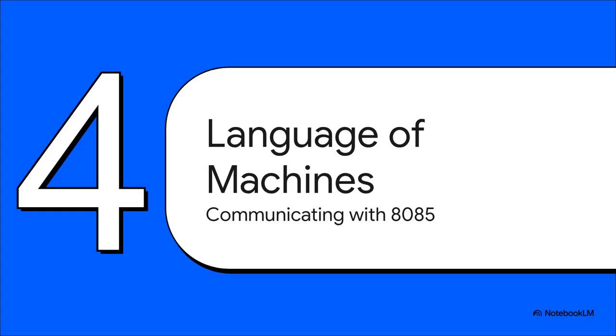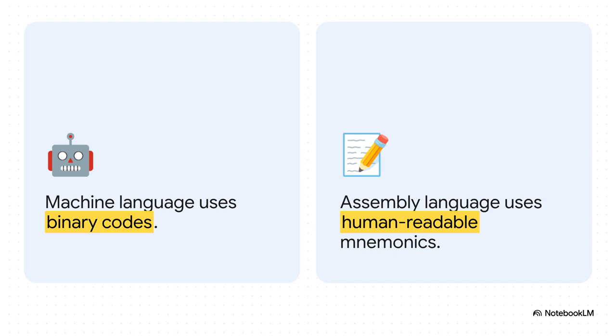Now we need to shift our focus from the physical wiring to the actual vocabulary we use to speak to this silicon brain. Let's look at part 4, the language of machines. When you're programming at this bare metal level, you're really dealing with two different languages. Machine language is the raw, pure hexadecimal or binary code. This is exactly what the microprocessor directly reads and executes. But let's be real, us humans are terrible at reading endless strings of ones and zeros. So instead, we use assembly language. This uses human-readable mnemonics, which a handy program called an assembler then translates into that raw machine code for us.